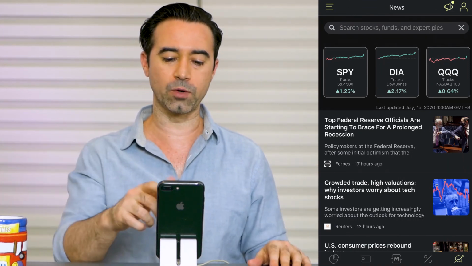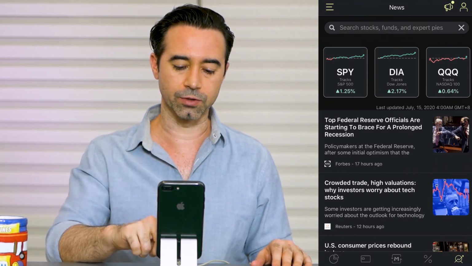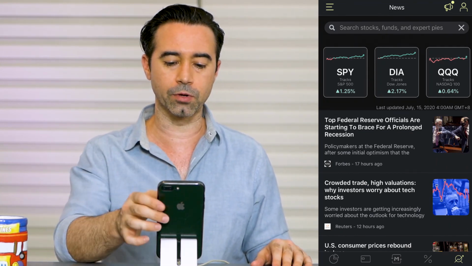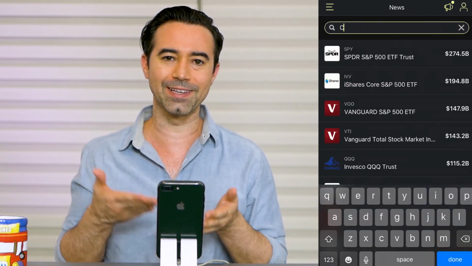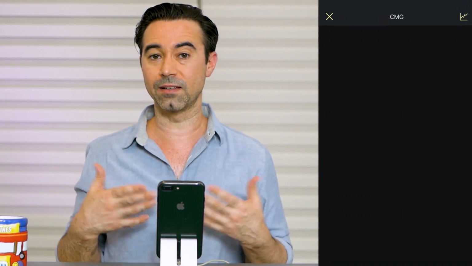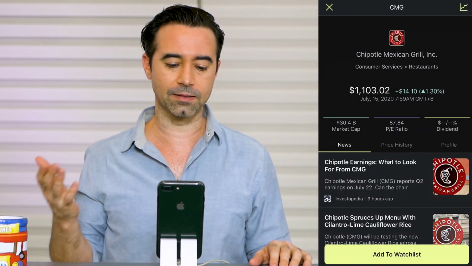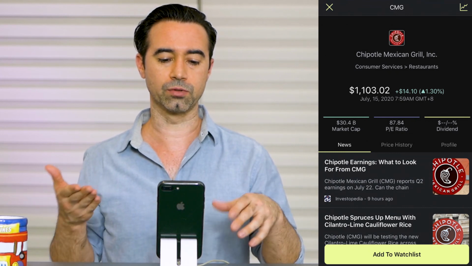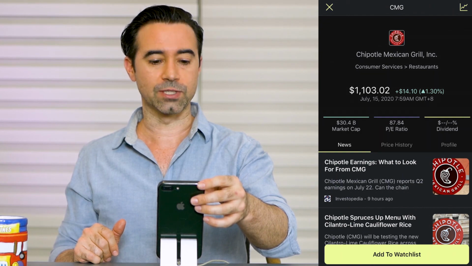By the way, if you wanted to, you can type in a stock. Okay, fine, I'll just show you real quick. Like Chipotle, for example. You go to Chipotle, and it's basically the same exact screen that you see when you're trying to build out your pies. So basically that's what you get here when you search for a stock, at least. So that is it for research.